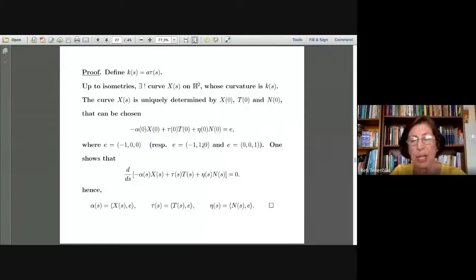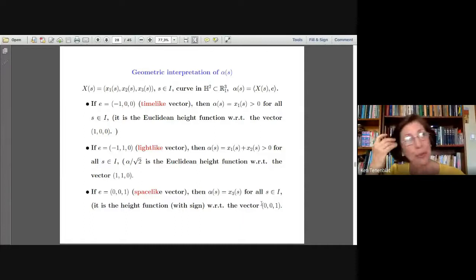So once you take the derivative of this expression for all s, using that alpha, tau, and eta are solutions of the system, you find out that the derivative is zero. So this is constant everywhere. And so from here, you find out that alpha, tau and eta are exactly related to the curve by this relation. Okay. Now let's see the geometric interpretation of alpha. Once you have the curve x, I'm always looking at the hyperbolic plane as the hyperboloid in Minkowski space. And so I'm considering x1, x2, x3.